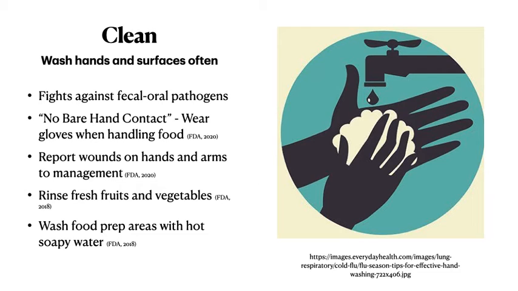It is also important to report wounds that you might see or get on your hands or your arms to your management. Make sure you rinse fresh fruits and vegetables and scrub them under tap water. And wash all of your food prep areas, whether that be cutting boards or a counter, with hot soapy water.